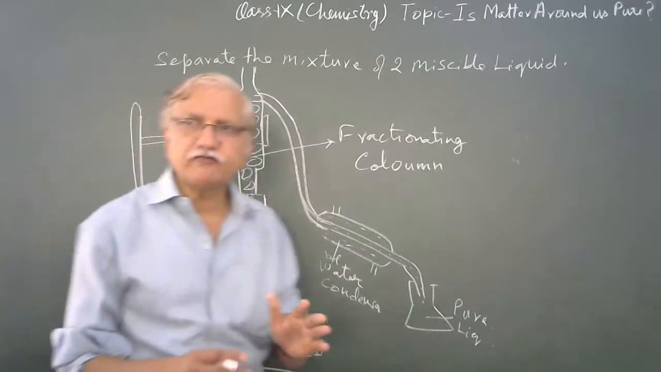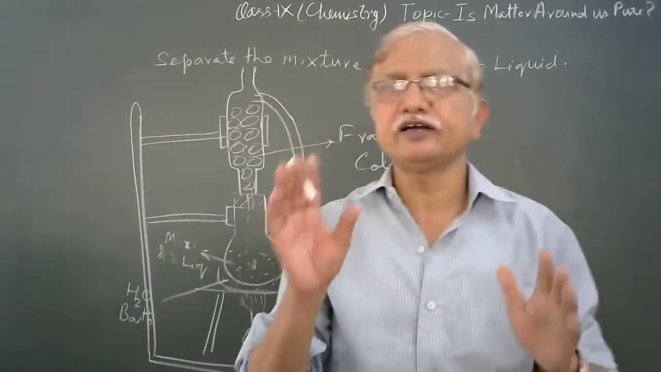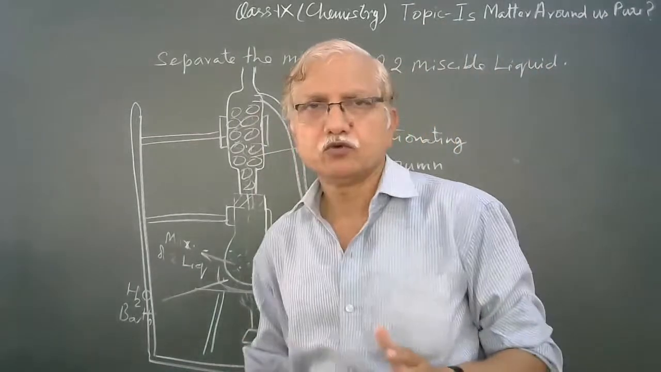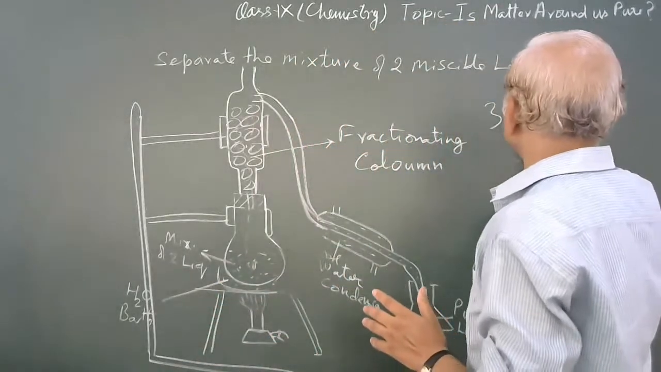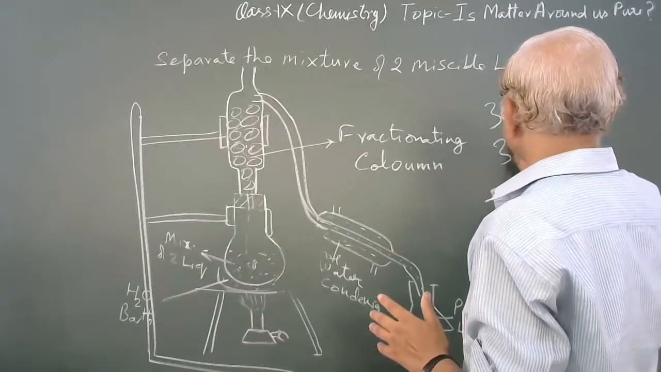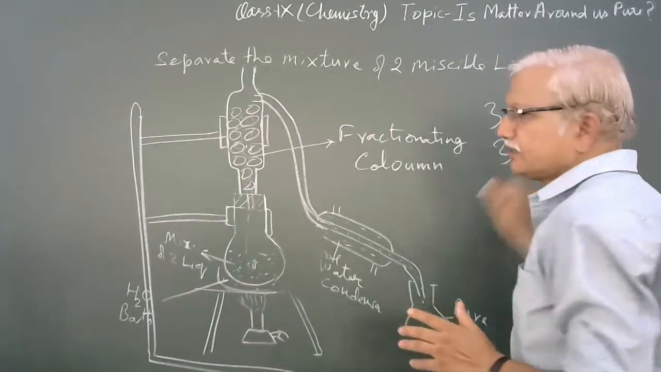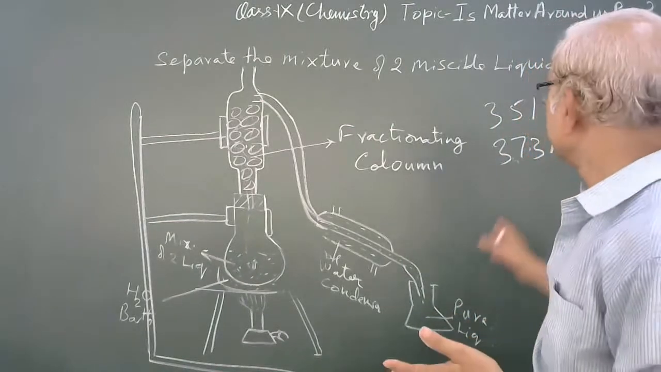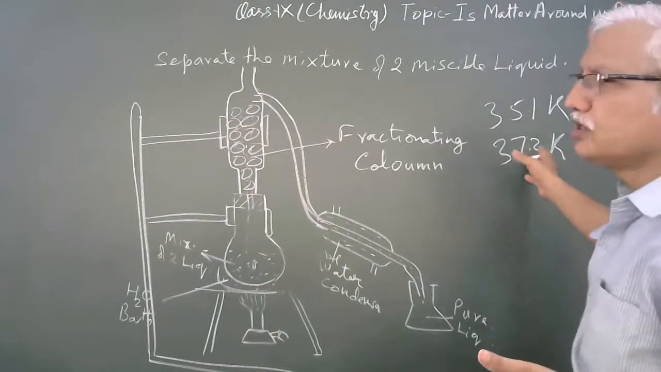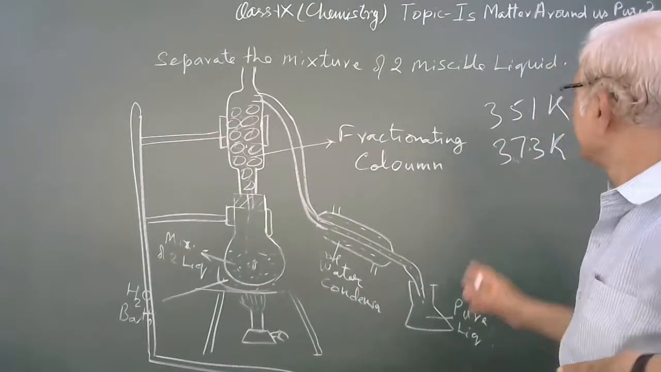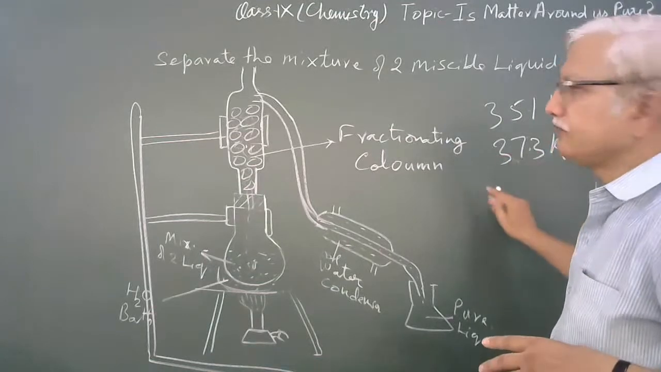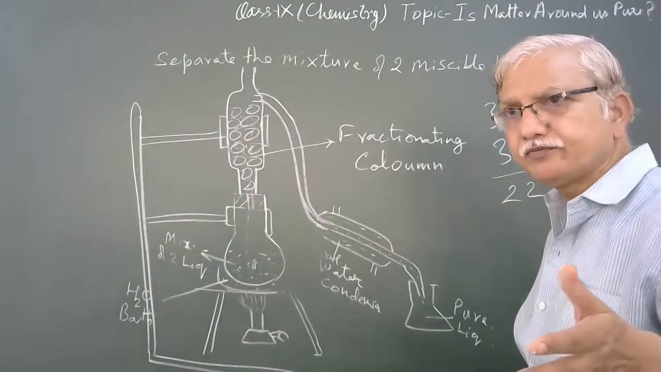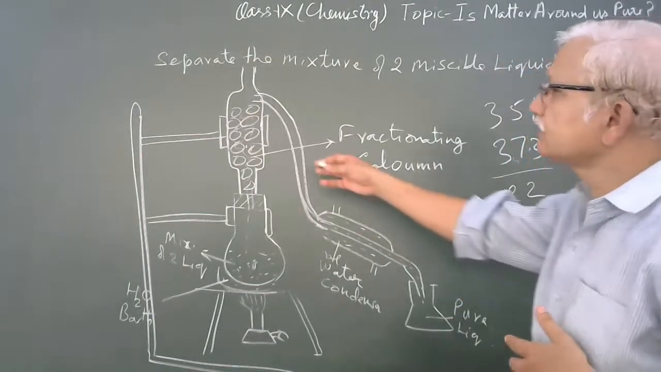Right? So different fractions at a particular temperature. Suppose, for example, ethyl alcohol and water. Boiling point of ethyl alcohol 351 Kelvin. Boiling point of water 373 Kelvin. So what is the difference between these boiling points, 373 and 351? It is approximately कितना हुआ? 24. Sorry, 22. 22 Kelvin. 22 का difference आया. So 22 Kelvin का difference is less than 25. So less than 25, and then we are using this fractionating column.